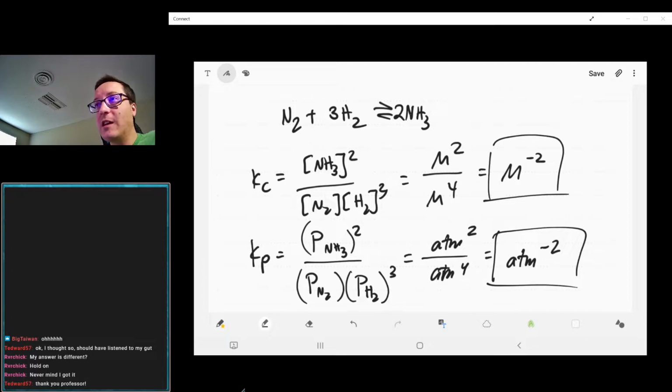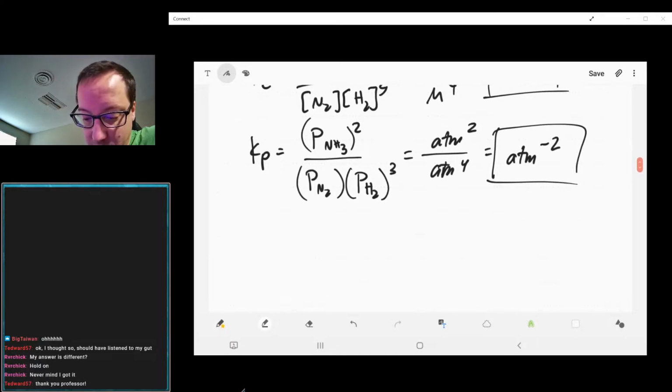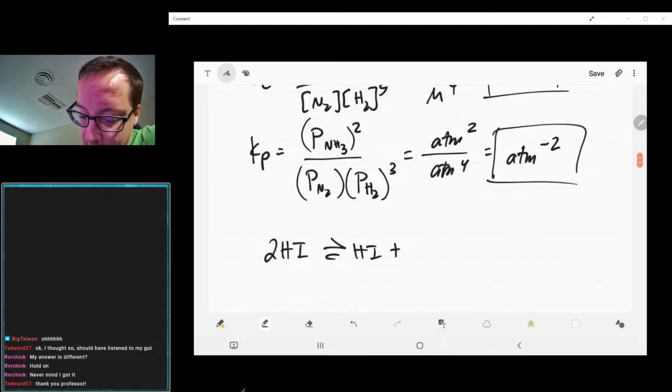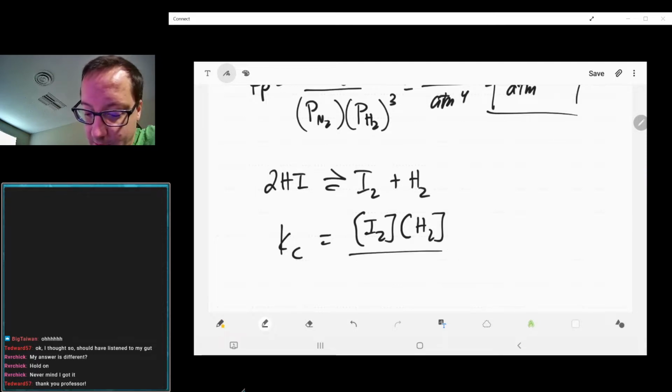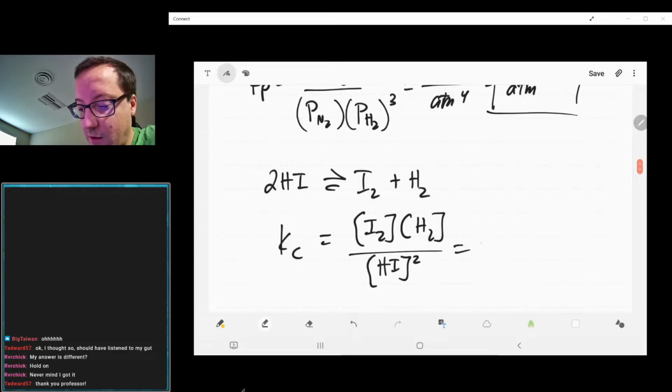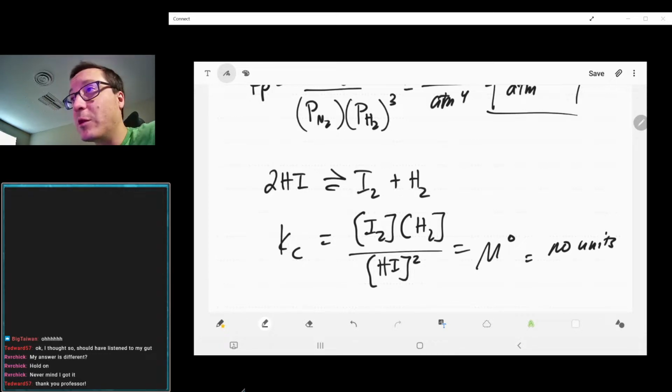The only time that you're not going to end up with the two being different units is if your equation has the same number of moles of gas on each side. So if we take a look at that hydrogen and iodine one before, Kc would be I2 times H2 over HI squared. You would have no units. So if you didn't have units, you might have problems telling Kp from Kc, but depending on your reaction, in this case, they would be the same, right? Kp and Kc would be the same because they have the same number of moles of gas on both sides.